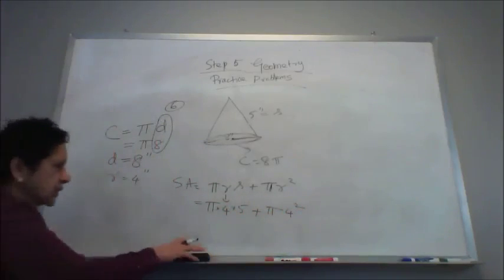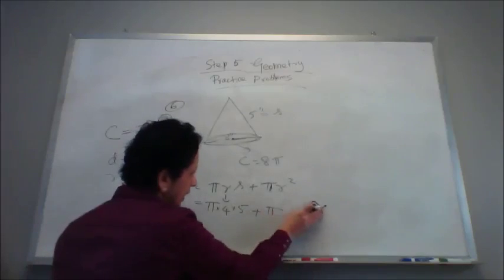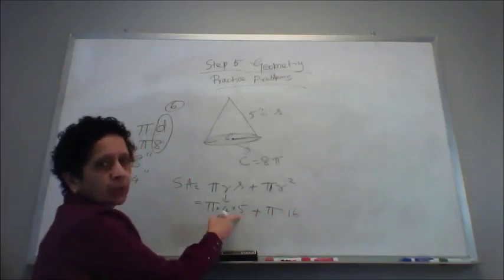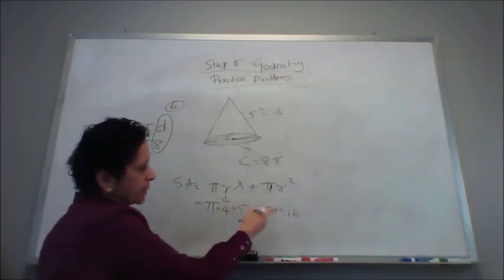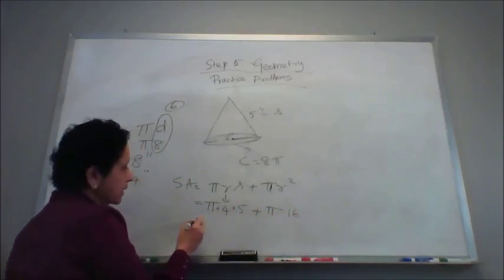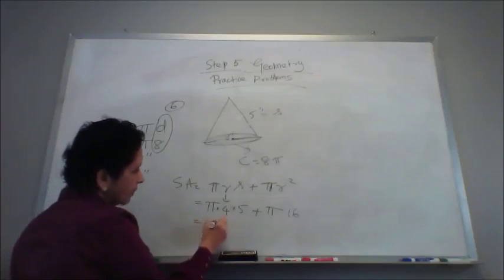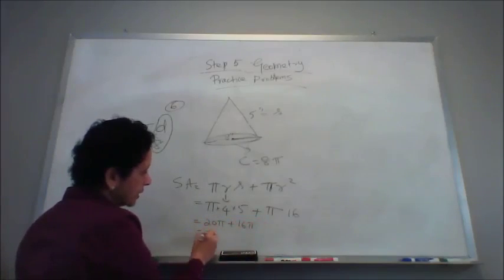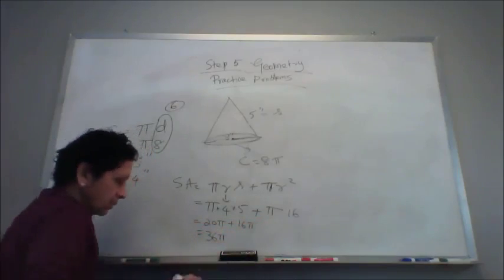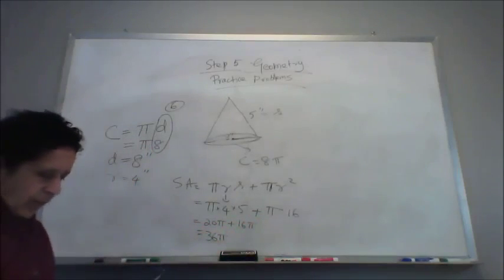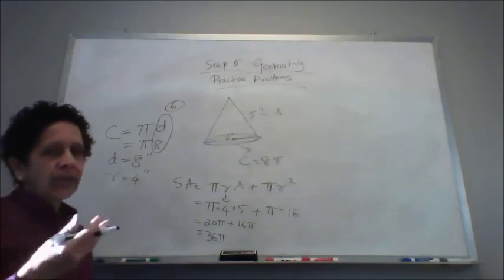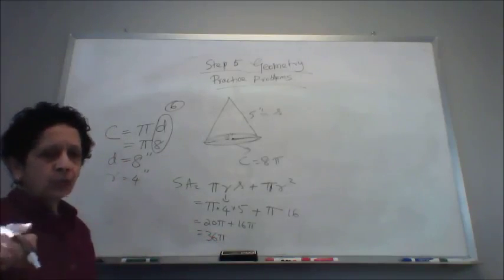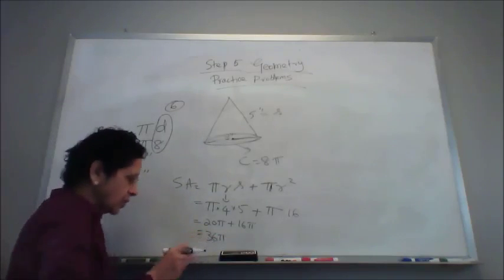4 times 4 is 16, right? So you can write that as 16. So I've got 4 times 5 is 20, 20 pi, 16 pi, right? So 20 pi plus 16 pi equals 36 pi, okay? So 36 pi, and sometimes in the answer they will give you a 36 pi, so then you need to check that box in the answer.